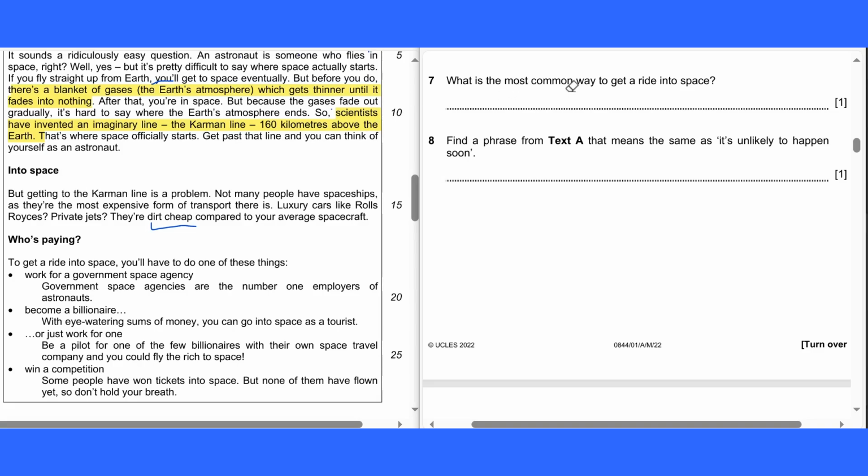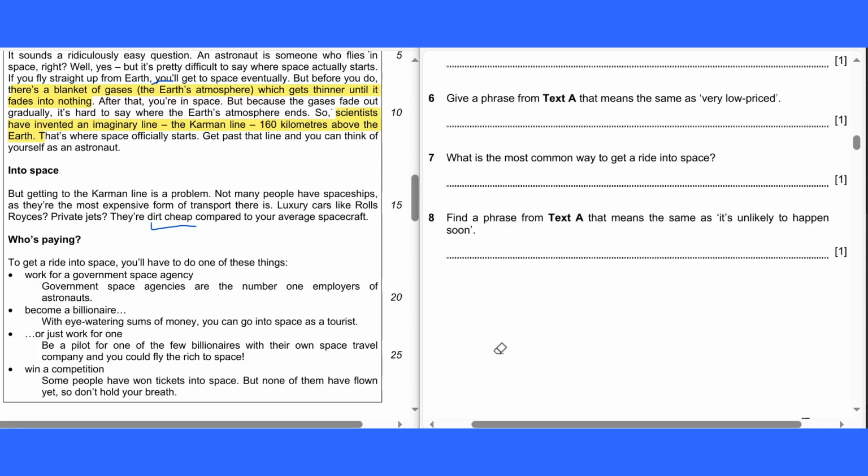Question 7. What is the most common way to get a ride into space? Alright, here you can get the answer from here. 10 seconds. So, question 7, what is the most common way to get a ride into space here? So the answer is: you can work for a government space agency, or be a pilot of one of the few billionaires. So you can travel them to space.